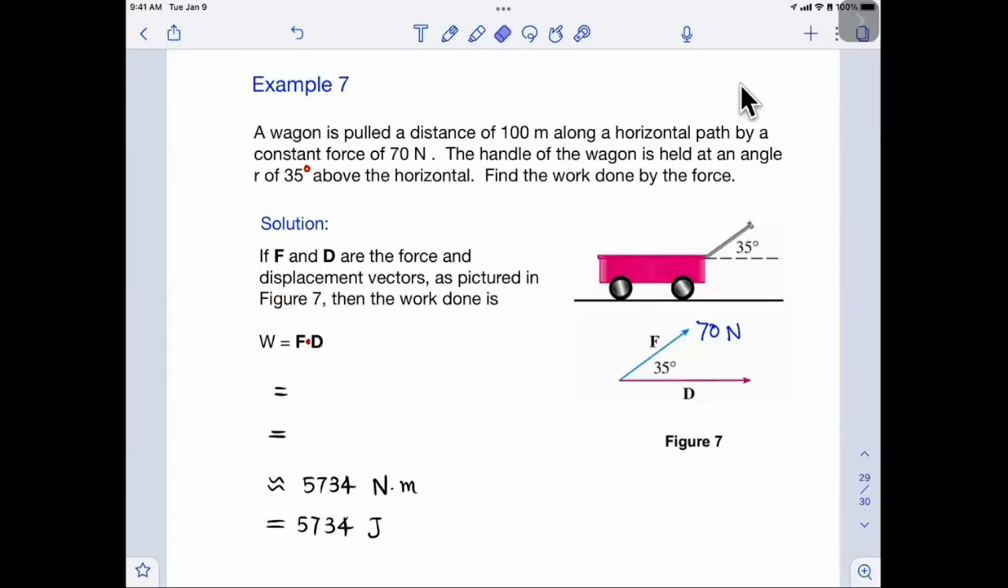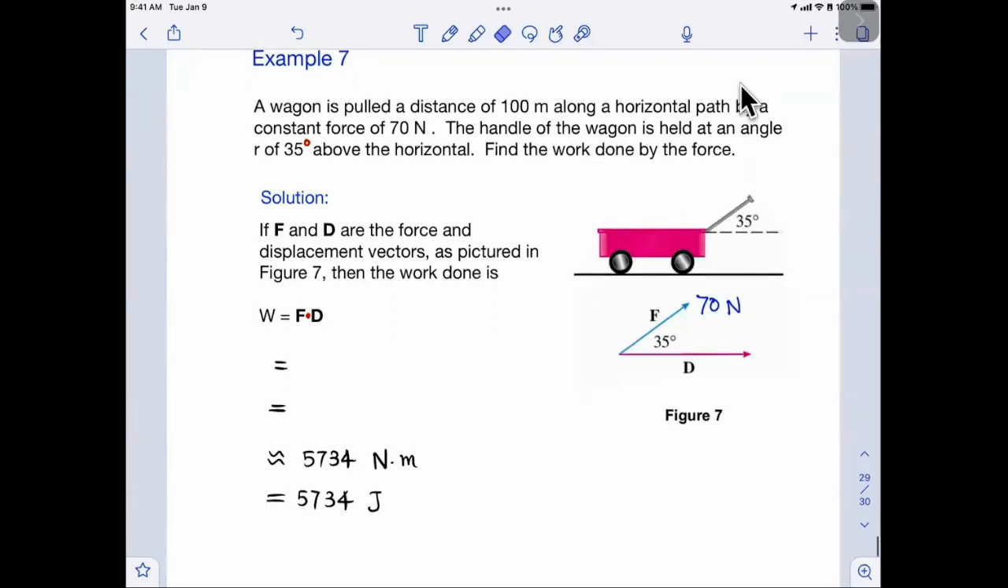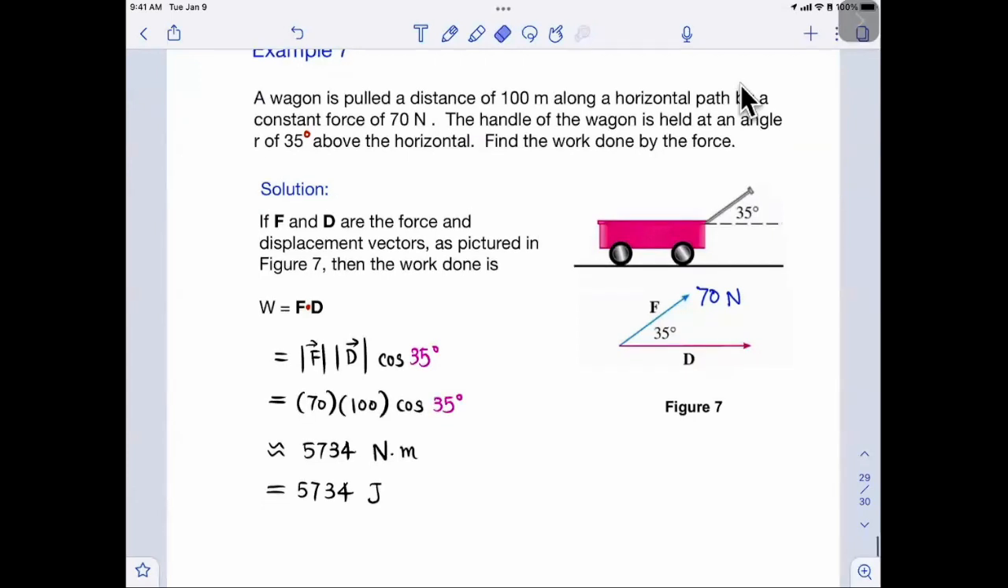How do you find the dot product? According to the definition, it is the magnitude of F times the magnitude of D times cosine of the angle between F and D. What's the magnitude of F? 70 Newton, good. What's the magnitude of D? 100 meter, good job. So we substitute: 70 Newton, 100 meter, cosine 35 degree.